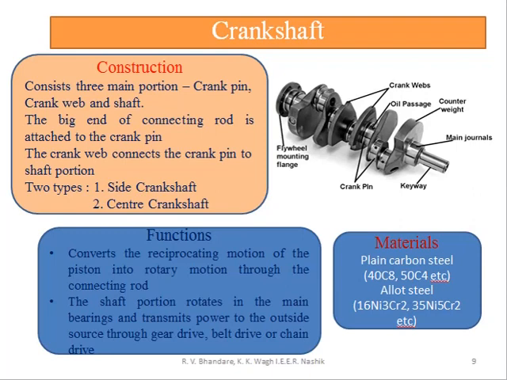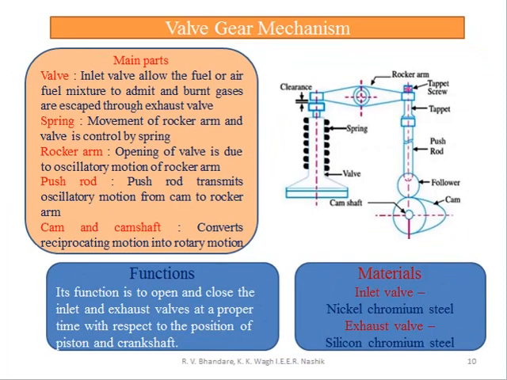The shaft portion rotates in the main bearing and transmits the power to an outside source like a gear drive, belt drive or chain drive. What are the different materials basically used for the crankshaft? Plain carbon steel or alloy steel is used as the material for the crankshaft.